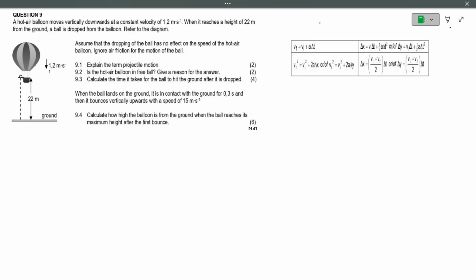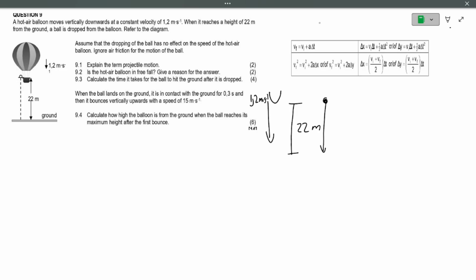So we are told that when the hot air balloon was moving, and it comes to a distance where the hot air balloon was about 22 meters from the ground, the ball was dropped. And the other information we get is that this hot air balloon was moving downwards at a speed of 1.2 meters per second. And what more information are we given? It's just that information. So we just have to work from that.